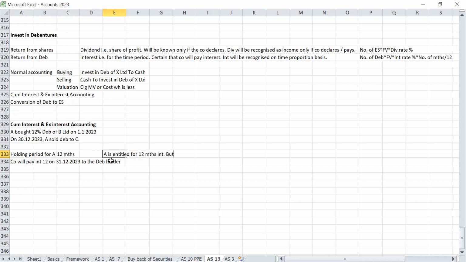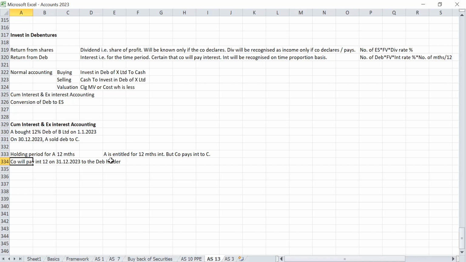But the company pays interest to C, because we cannot do anything. On 31st December, the company will see who is holding the debenture, and on that date, interest will be issued. Correct? Yes, sir. We cannot rectify it. What accounting treatment will be correct to reconcile this flaw?